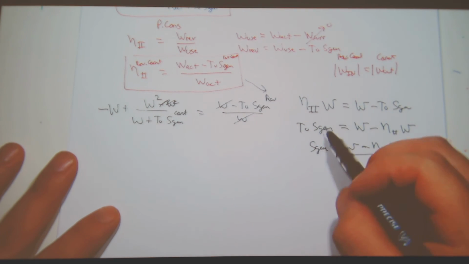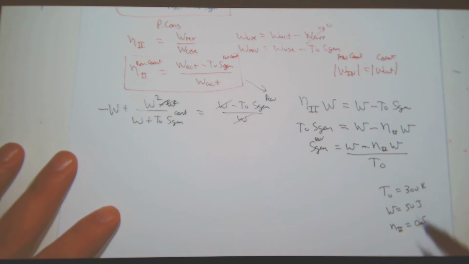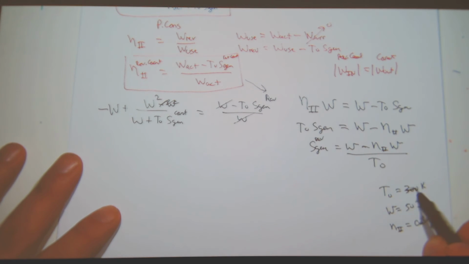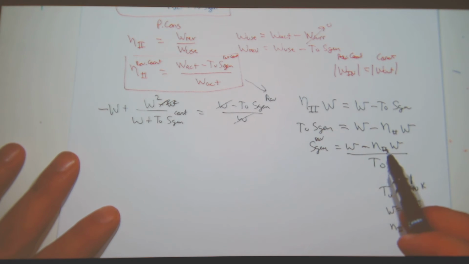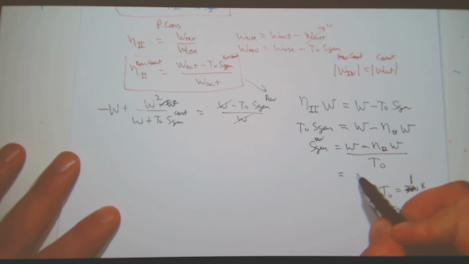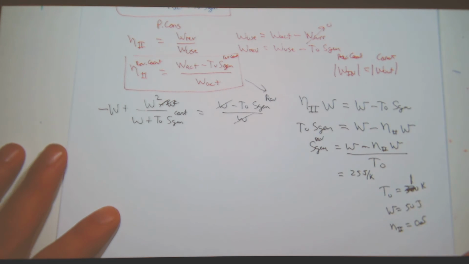So we plug that in, and remember this is for the reverse case. So we plug this in, and I got 50 minus 25 over, let's make it 1. 50 minus half of 50, so I end up getting 25 joules per Kelvin.